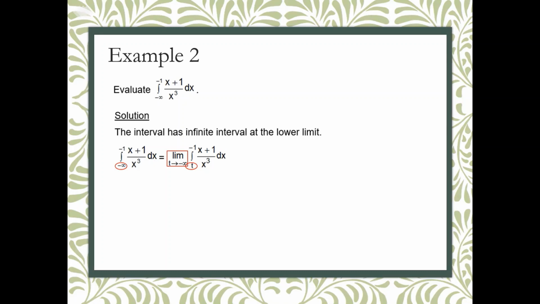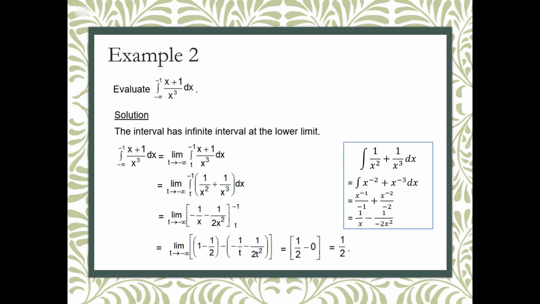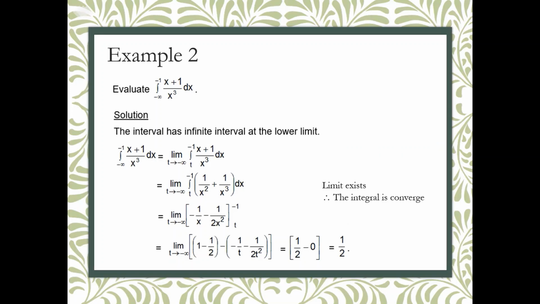Refer to example 2. As the given interval has negative infinity at the lower limit, take the limit of t approaching negative infinity. Split the function first, then integrate each term. Substitute the interval accordingly into the answer and replace t with negative infinity. Simplify, you should obtain 1 over 2 as the final answer. As the limit exists, the function is said to be converged.